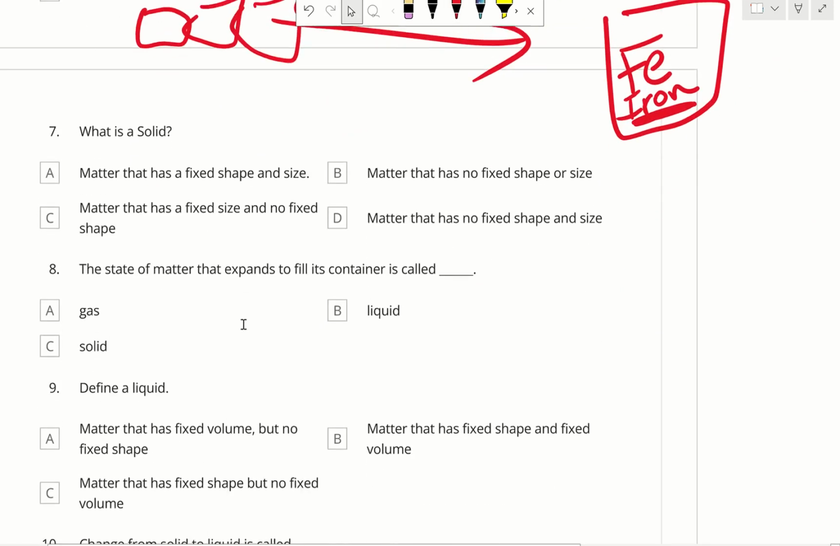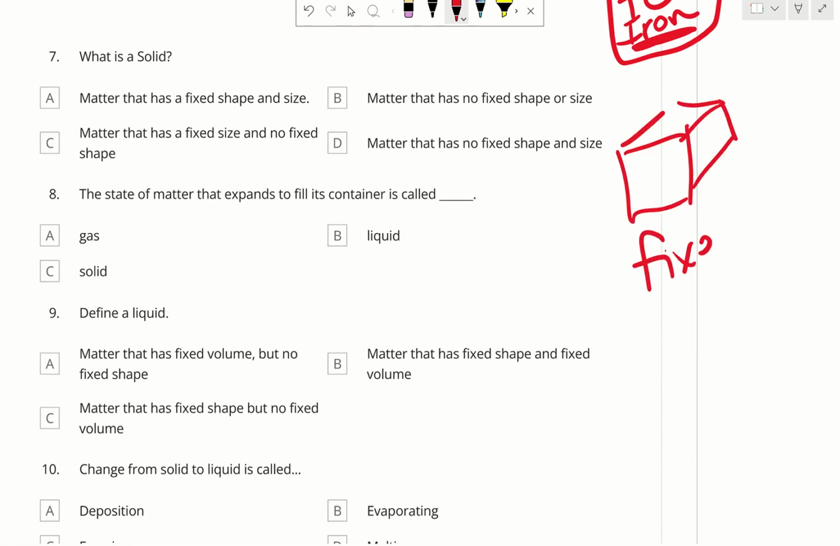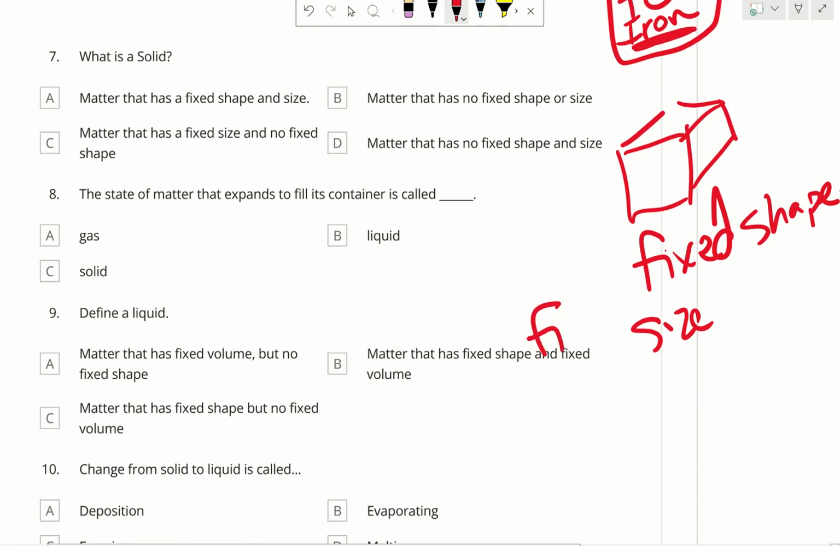So what is a solid? So a solid is something that has shape, right? That's thabit, or it's fixed, and the size, fixed shape. So the shape is fixed, right? And the size is also fixed, or the volume, right? So matter that has a fixed shape and size. So A.